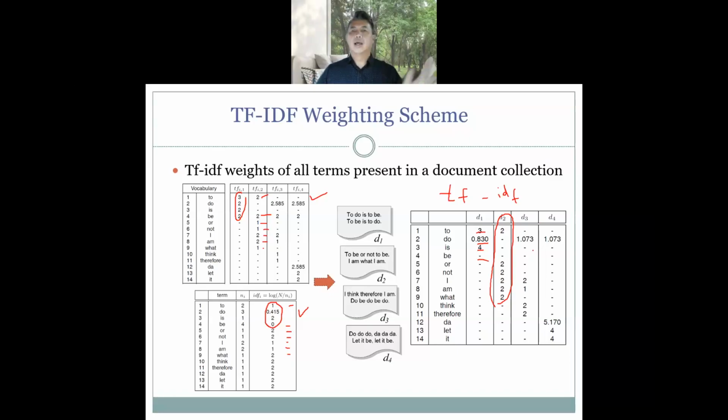Okay, so this is what you should be producing at the end when trying to construct the TF-IDF matrix. First, you find the term frequency, and then you find the IDF, then you multiply them to get this table. And this is the table that you will use in the next chapter. Okay, any question?